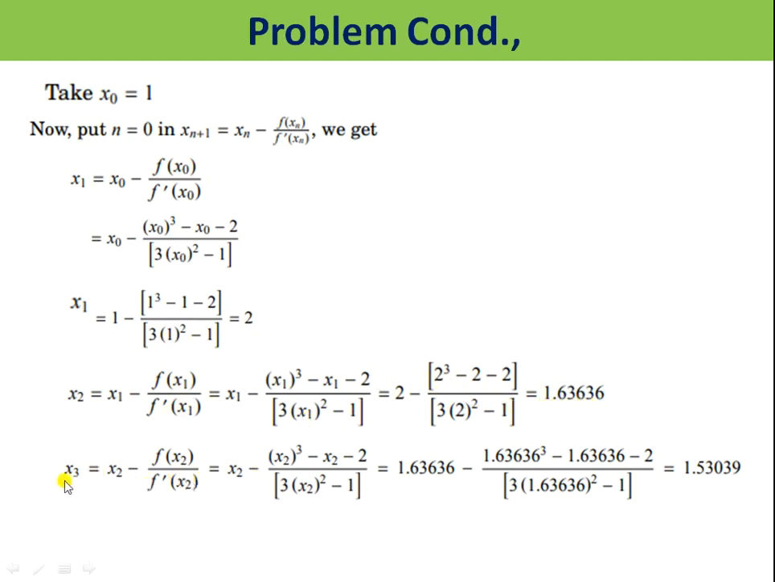Again go for x3. x3 is equal to x2 minus f of x2 by f dash of x2. Replace the x2 value in this formula and simplify, and we will get 1.53039. So this is the iteration where we have to stop. That is why in my problem they clearly mention that the values should be equal up to three decimals. In x2 we are getting 636 after the decimal, and in x3 we are getting 530. These values are not equal. Therefore I have to move to the next iteration.